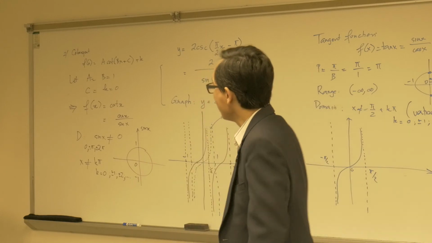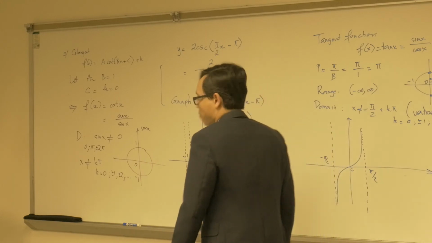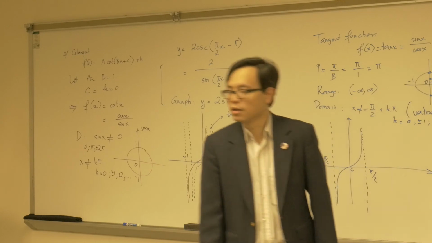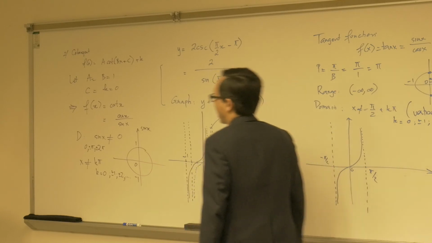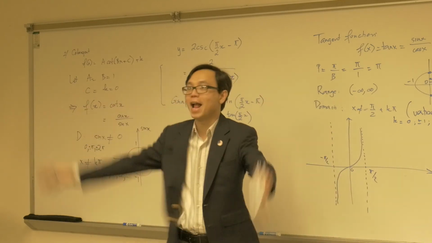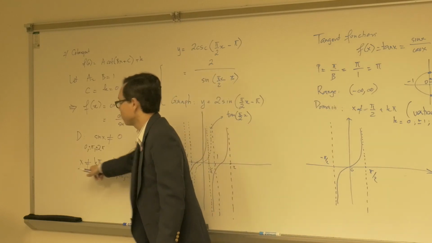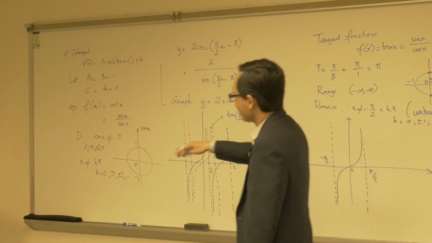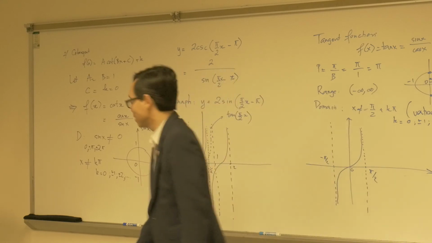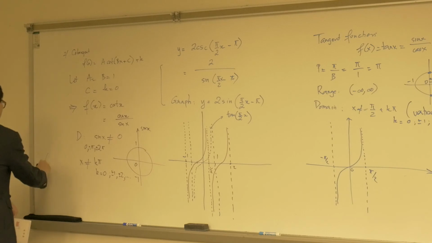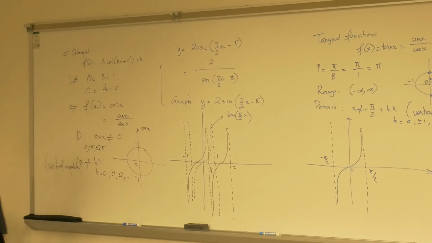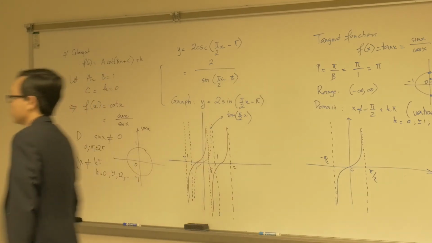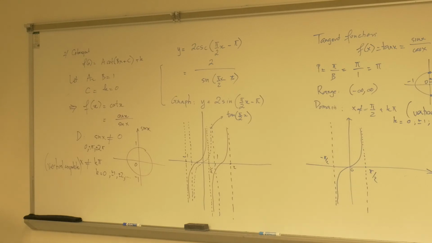What does that mean? It means that at x equal to k pi, the function is not defined. So the domain will be everything except for k pi. Of course, we're going to have vertical asymptotes there. So this is where the vertical asymptotes are. All right, let's see how we can graph the tangent and the cotangent.